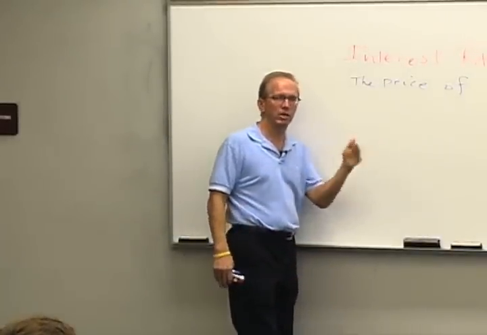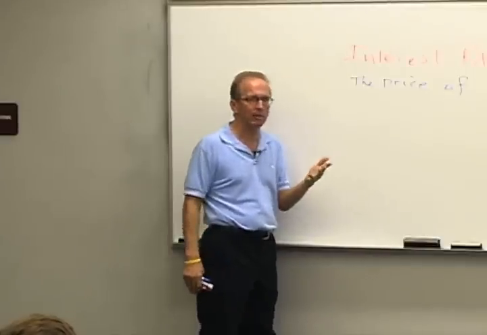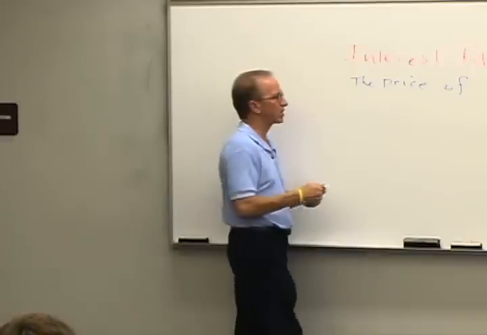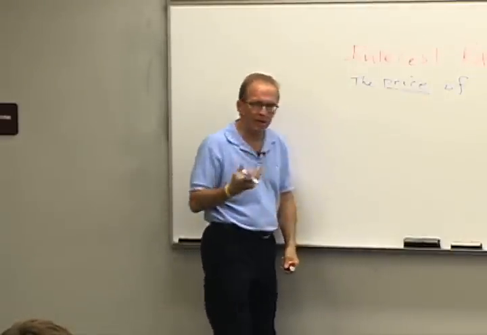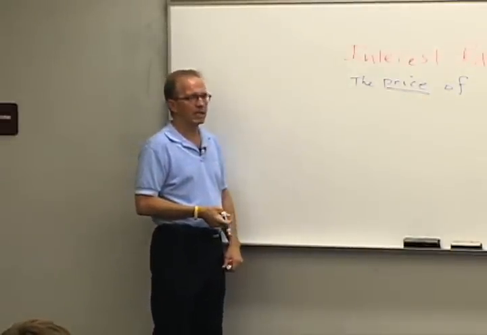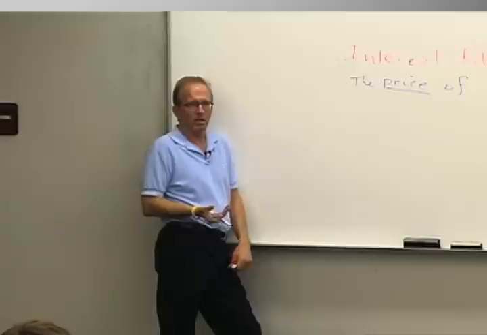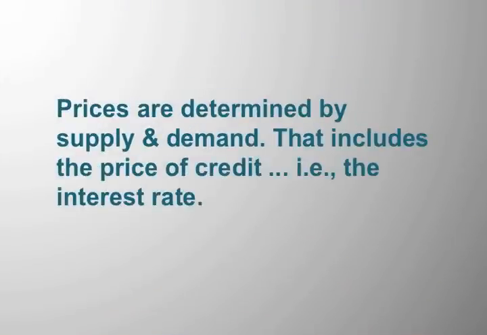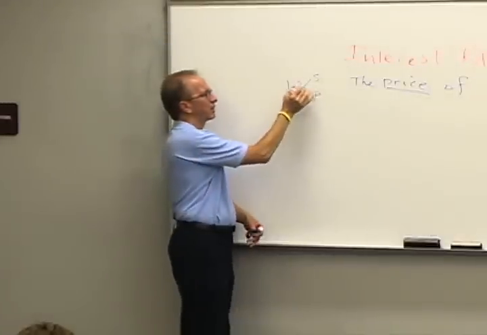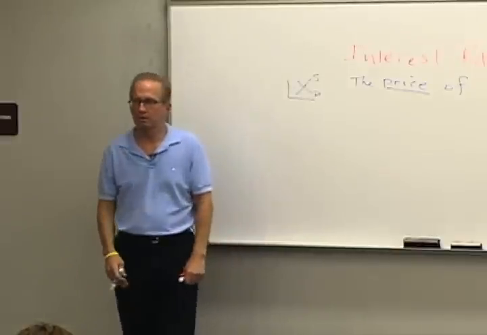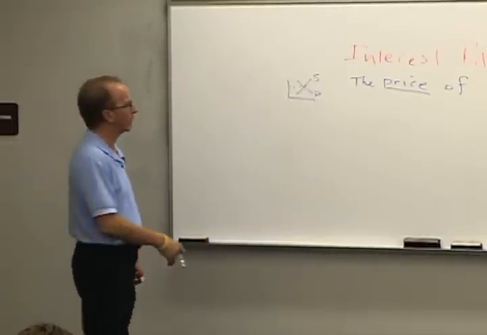We are eventually, in this unit, going to get around to talking about what determines that price. There'll be a lot of details that go into it, but prices in markets get determined by two things. What are they? Supply and demand. So we're going to talk about supply and demand for credit, and that will determine the price of credit, the interest rate.